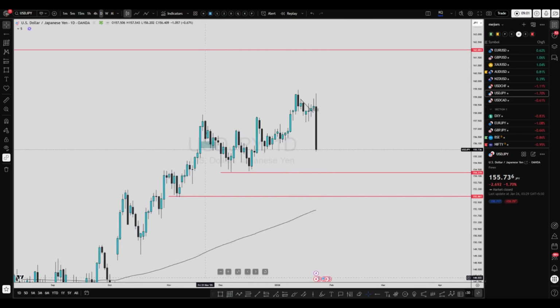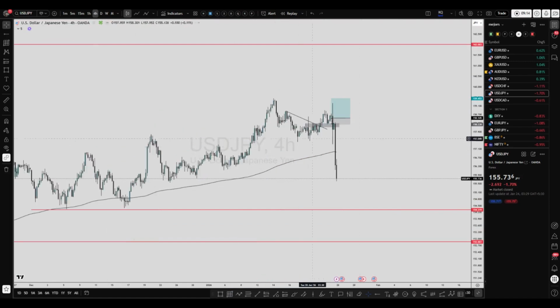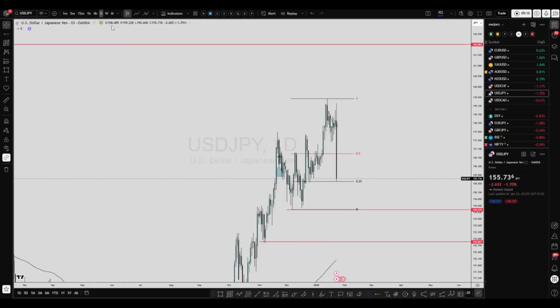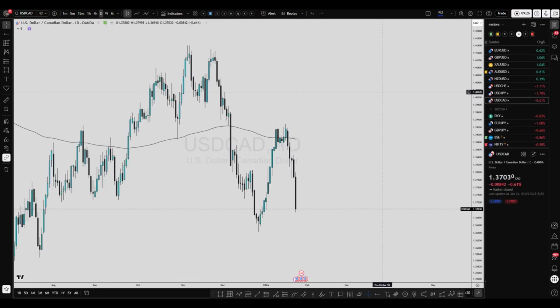In order to look for longs in USD JPY, I need at least one daily bullish candle closure into discounted price, and then I can start looking for longs in 4 hour time frame. So I'll be waiting for price to give me at least one long day, one bullish day. So let's see what's going on in USD CAD.